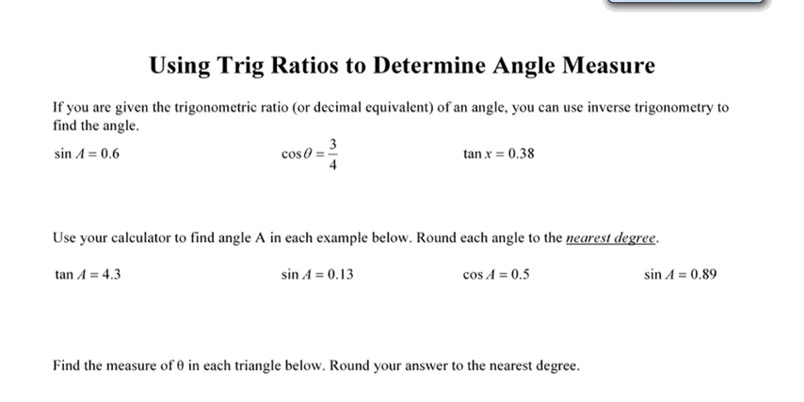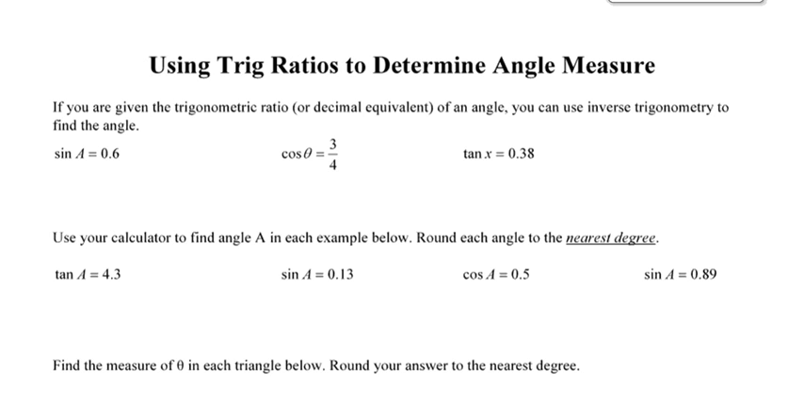Up until now, when using trig, we've always been given the degree measure of an angle. But what if we want to work backwards, and instead of being given the degree measure of the angle, we're instead given the trig ratio of the angle? Is there a way that we can work backwards in order to determine angle measure? The answer to that is yes, and we can do this by using something called inverse trig.